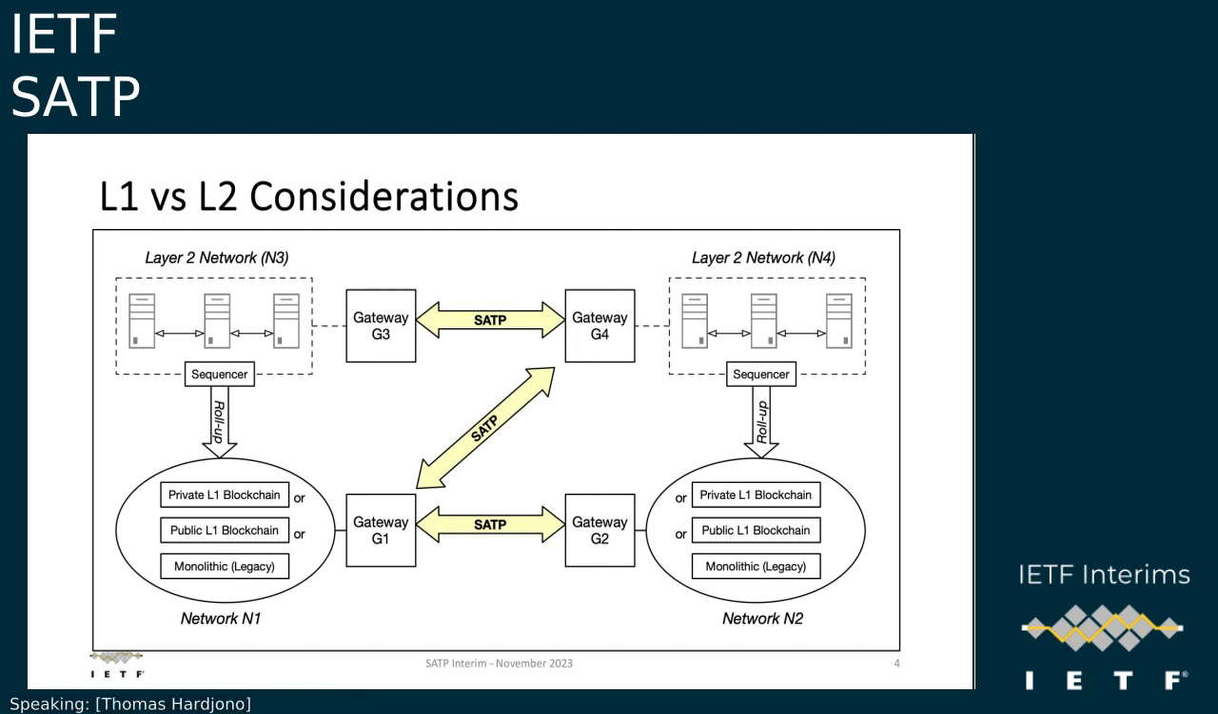And so in our flows, in the last third stage, the receiving gateway has to issue a receipt, a signed receipt that basically says, yes, the asset has been minted on network 2. Can we assume in most deployments of layer 2 networks that gateway G4 has access to the ledger of the layer 1 network, in this case network N2?